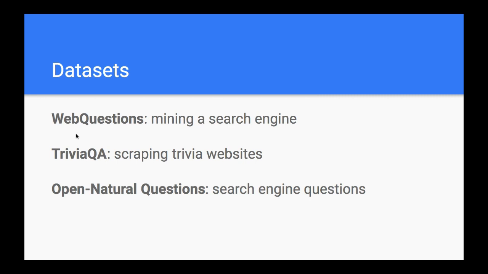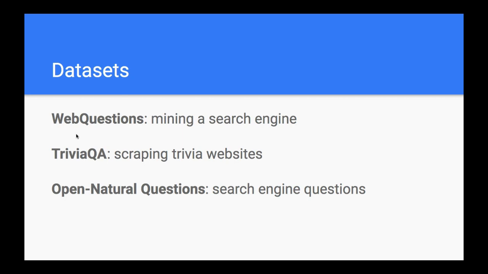So let's look at which data sets they investigate first. They investigated three data sets. The first is WebQuestions. It's a data set from more than 10 years ago. It mines the search engine to find the answers. The answers are actually Freebase entities. Freebase is like an ontology that stores a lot of different entities. So the answers are Freebase entities, not free-text form. Okay, so this is WebQuestions.